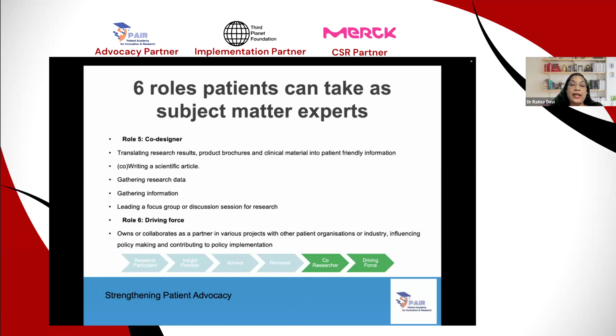And the last and the final stage is becoming a driving force, where they own or collaborate as a partner in various projects with other patient organizations or industry, and influence policy making and contribute to policy implementation.